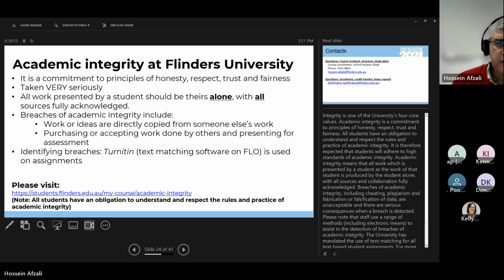There is a big list, but I provided a couple of examples here. Work or ideas directly copied from someone else's work, or even purchasing or accepting work done by others and presenting it for assessment. These are a few examples. And this sort of breach of academic integrity will be detected by a couple of systems we have here.